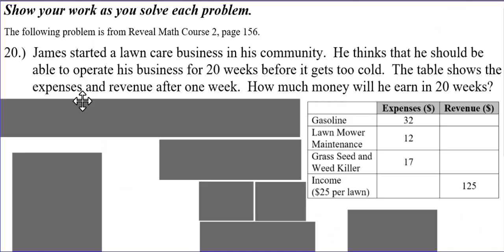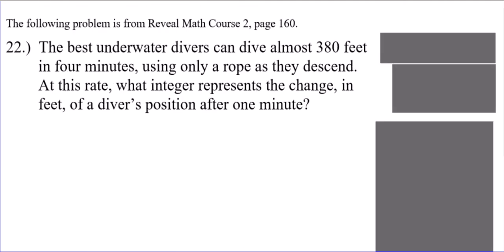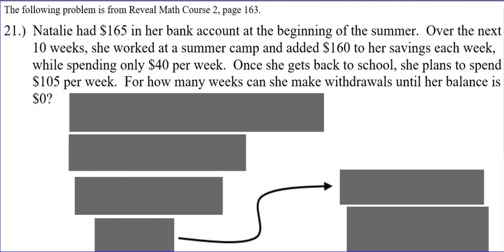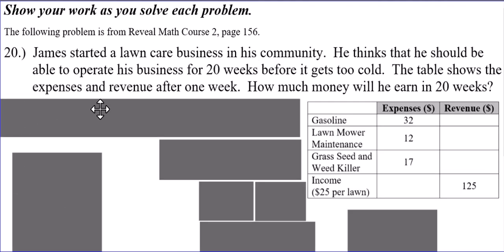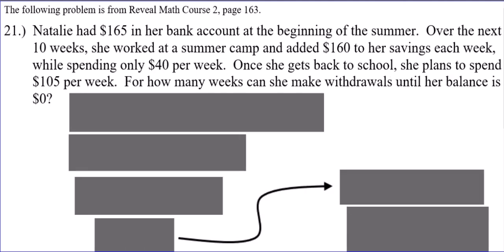All right, we got some word problems at the bottom of the page: 20, 21, and 22. I will do one of these with you, and I'm actually going to do 21. So we're going to skip 20 for now. We're going to move down to 21. Make sure that you are looking at the correct problem here. This is number 21, not 20. It's the problem that talks about Natalie.